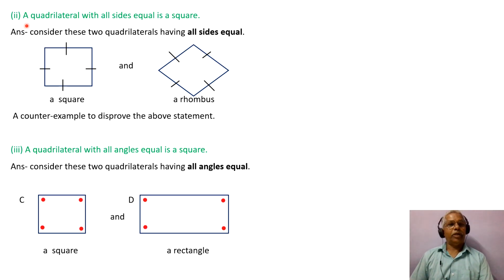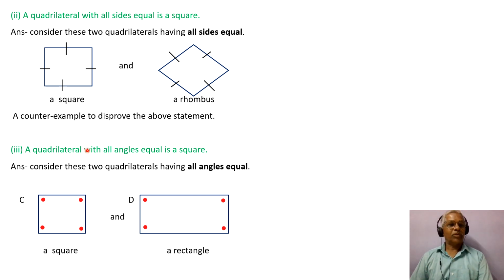Second example: a quadrilateral with all sides equal is a square. For the statement given, we have to use a counterexample and show that the statement is wrong. Answer: consider these two quadrilaterals having all sides equal. This is a square where all sides are equal, and this is a figure where all sides are equal, but it is a rhombus. So the statement which says that a quadrilateral with all sides equal is a square is wrong. This is a counterexample to disprove the statement. Only one example is sufficient.